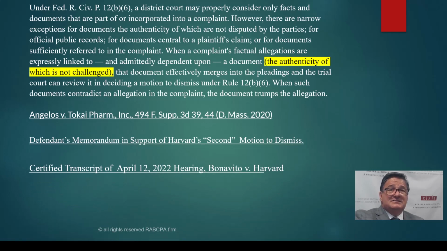Okay, so now this is the end of part one. I'm going to go through the transcript in part two.